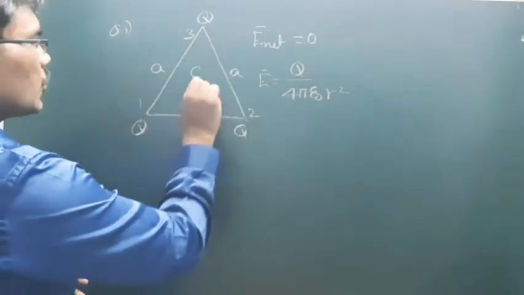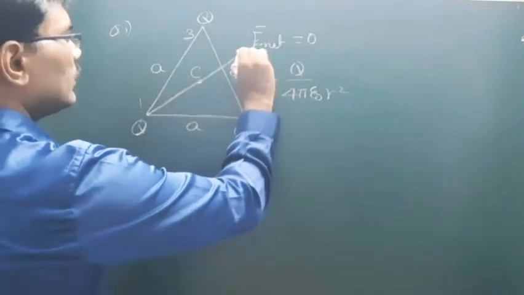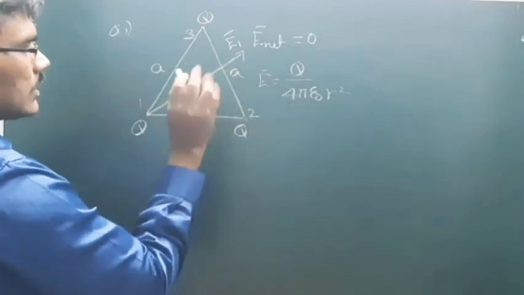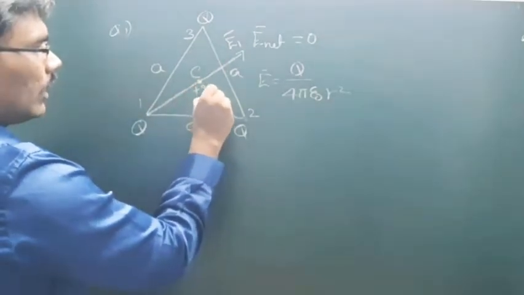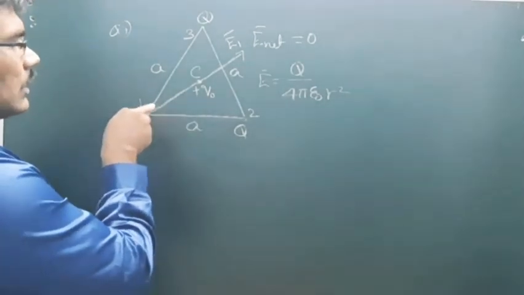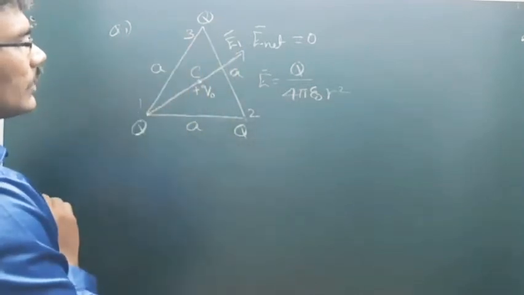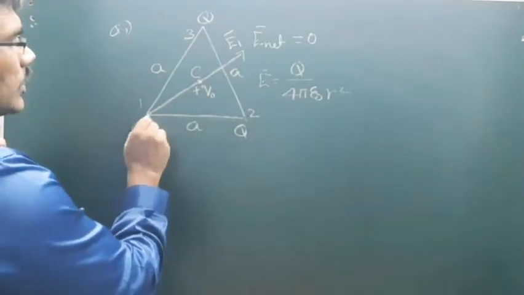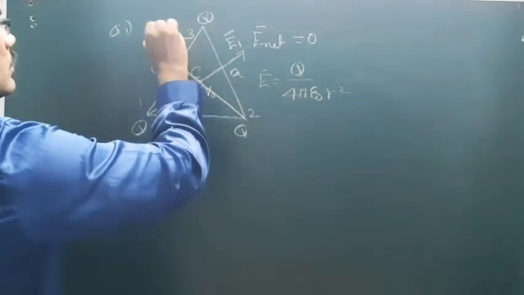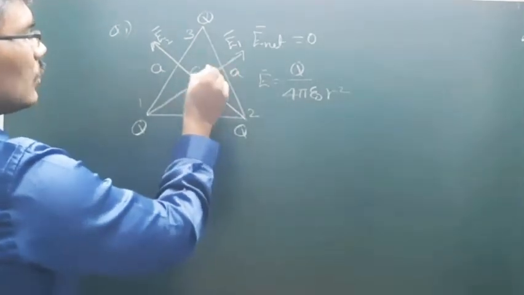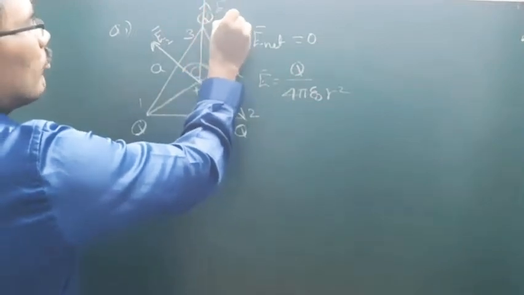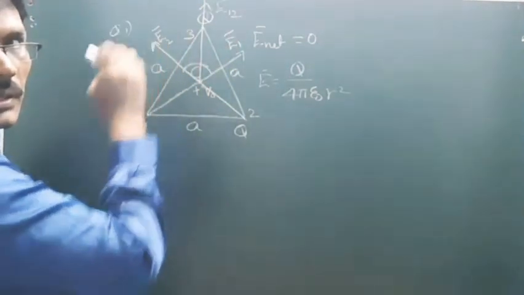You just see, due to charge 1, the electric field at this point will be acting in this direction. Why? Because for a positive charge, the electric field is away. Or simply, wherever you want the electric field, imagine a positive test charge at that point. If this test charge is repelled by the charge, then that is the direction of the electric field. So the field due to charge 1 is this one, and similarly the field due to charge 2 will be in this direction, E2. Now the resultant of 1 and 2 will be exactly in this direction.